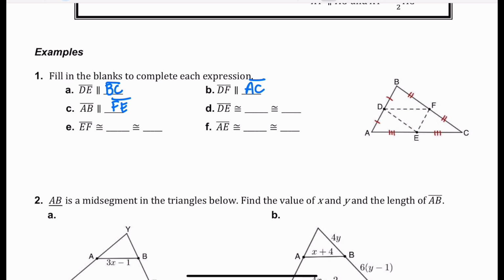Now DE is this segment right here. It is going to be half the length of BC. But if I cut BC in half, I get two segments. I get BF here and FC here. Both of those are going to be congruent to DE. So DE is congruent to BF and FC.